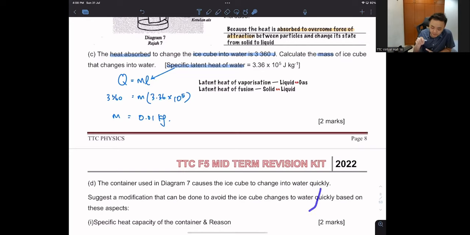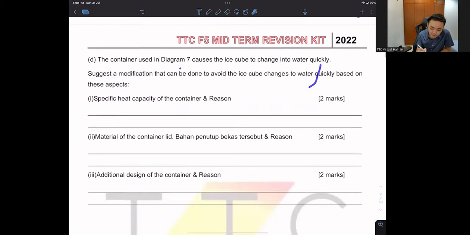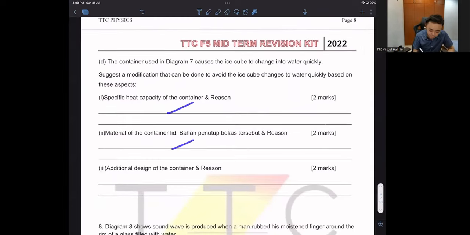Okay. Now moving on to the next. The container causes the ice cube to change to water quickly. Suggest a modification to avoid the ice cube changing to water quickly. This one, here you go. How do we do that? It's a bit of design, but this one is more of what I will call a mini essay. You know why mini essay? Because of how many points you have. You only have like 1, 2, 3 points only. Normally it's 5 points.